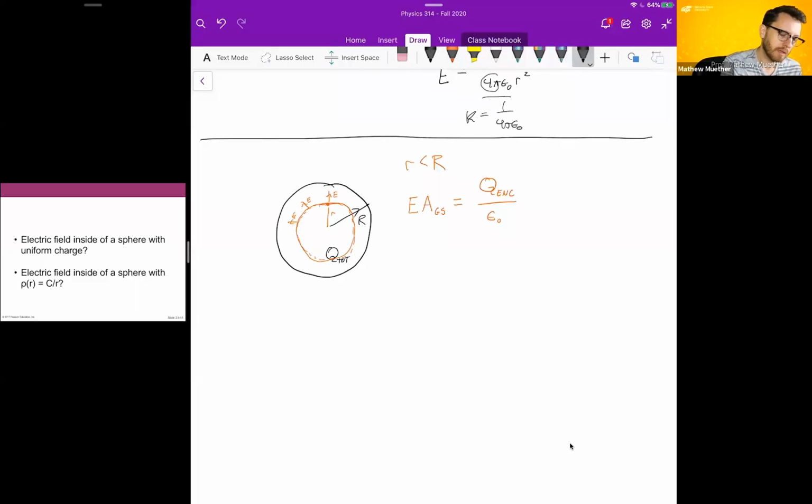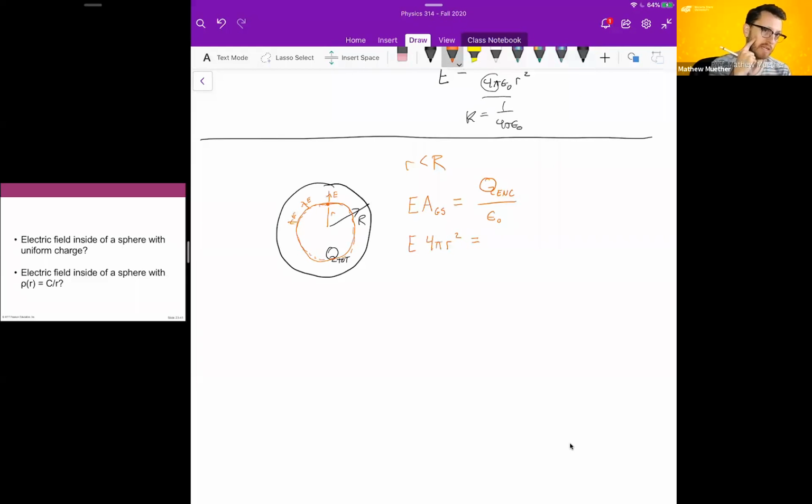Okay. The left-hand side of this just says the electric field. What's the area of that Gaussian surface? Well, it's 4 pi little r squared, right? It's just the surface area of that Gaussian sphere that I drew. What about the right-hand side here? What's the total enclosed charge here?